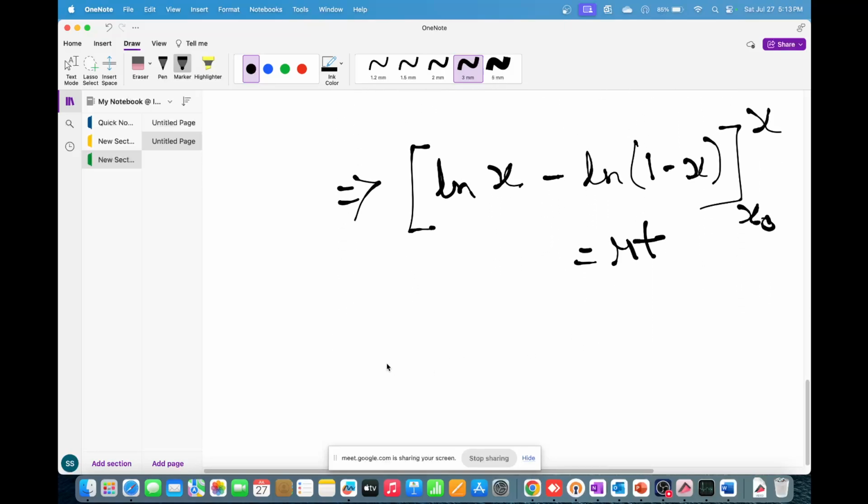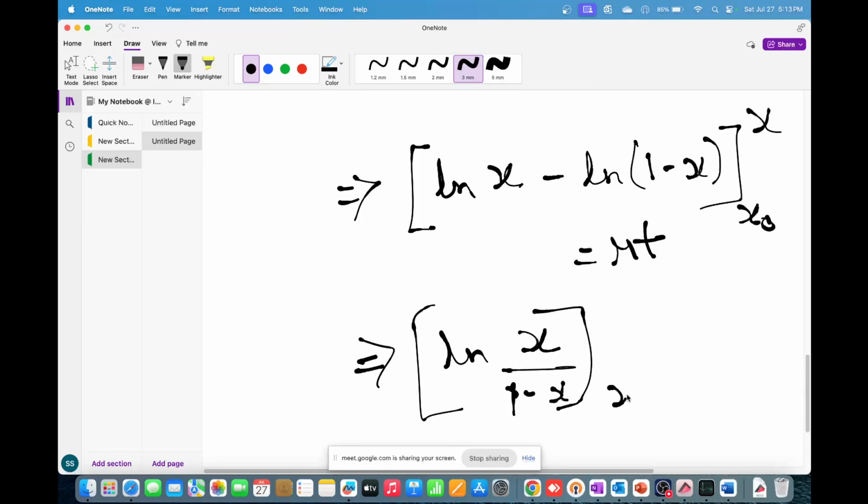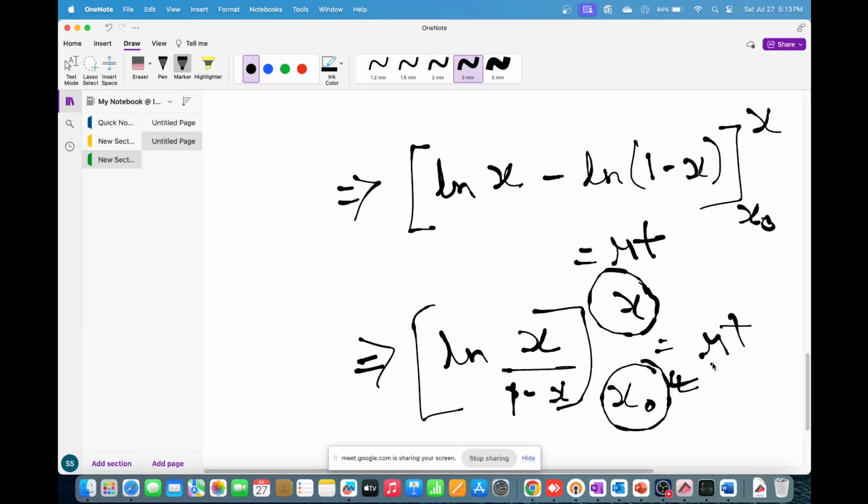And then if you rearrange this, you'll get x by 1 minus x, from x naught to x, equal to rt. Now you put the value of the initial concentration, you want to find the value of x, you will know the value of r, you will know the value of t. If you put all these variables here, you will get the value of x. So this is how you solve differential equations.